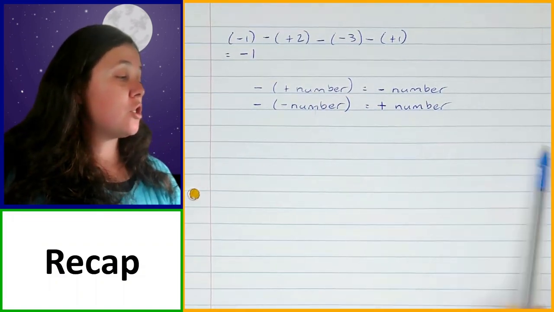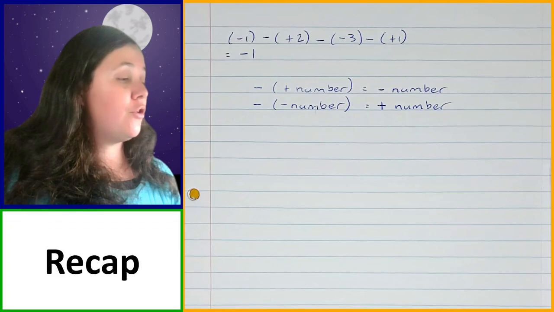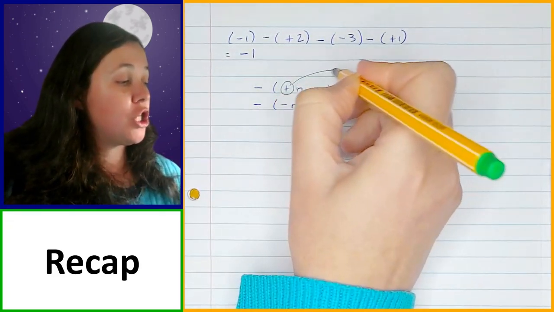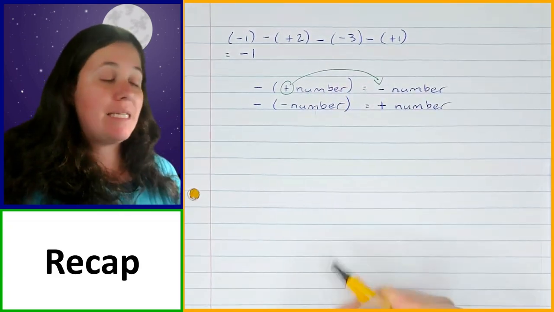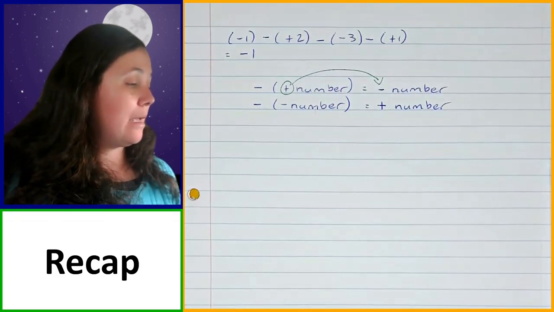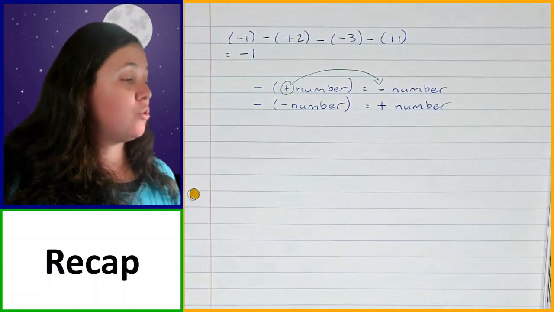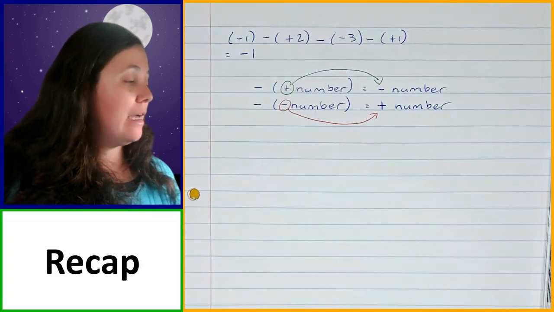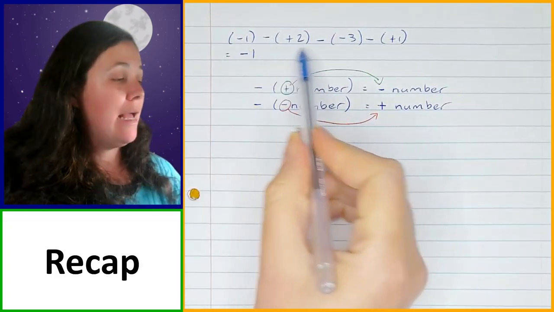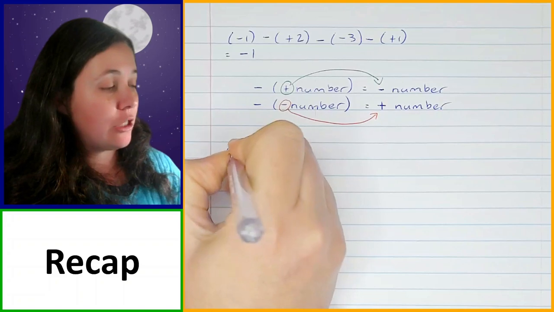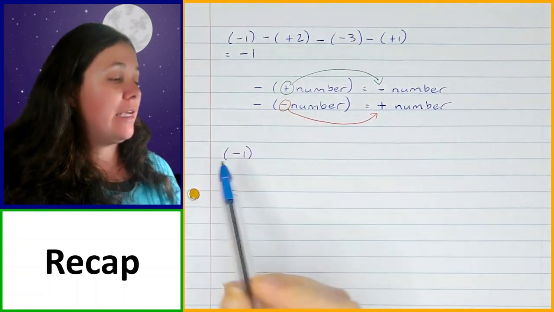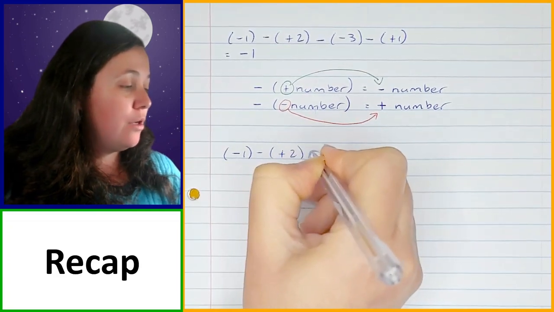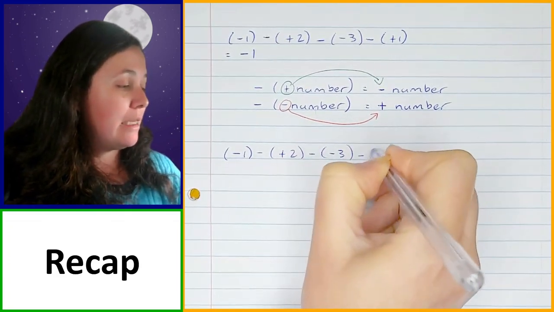Okay, so over here, this is important for you to know. When you're subtracting, your sign inside the bracket is going to change to a minus if it was a plus, and if it was a minus, it's going to change to a plus. Okay, so over here, I could have taken this question and I could have dropped the brackets and done this. I could say minus 1, and then over here, let me just rewrite it. So minus positive 2, minus negative 3, minus positive 1.